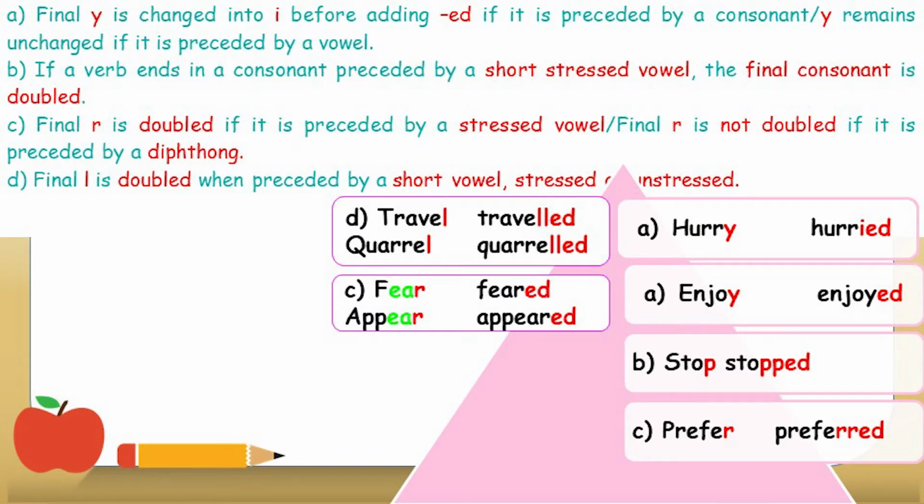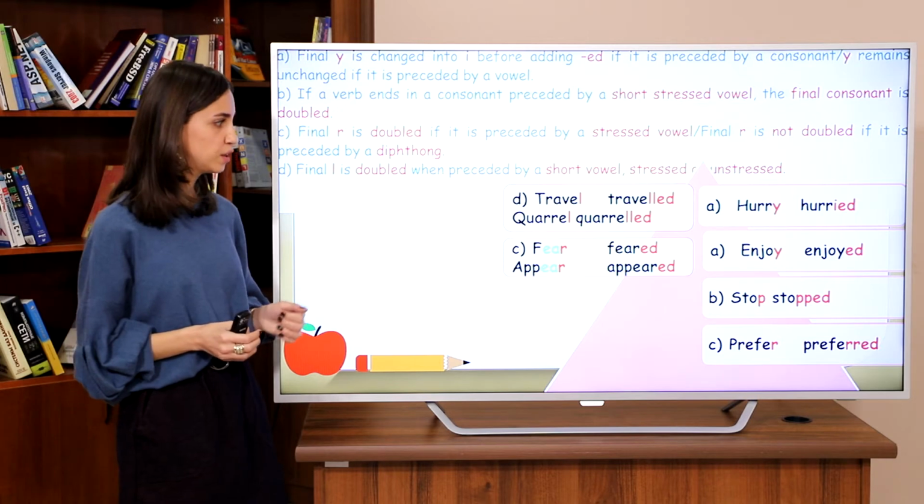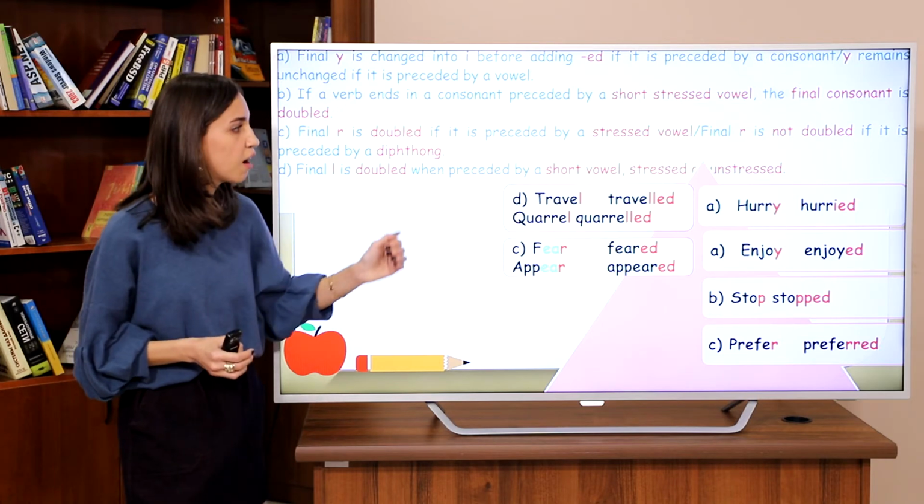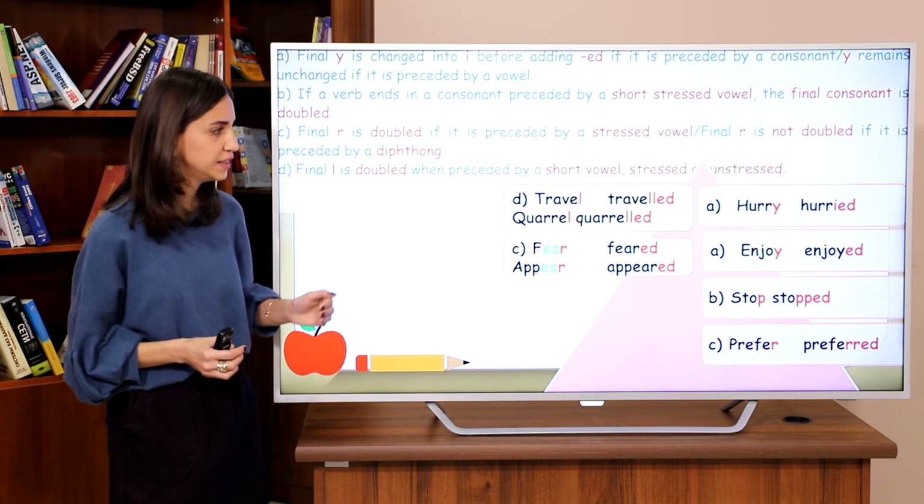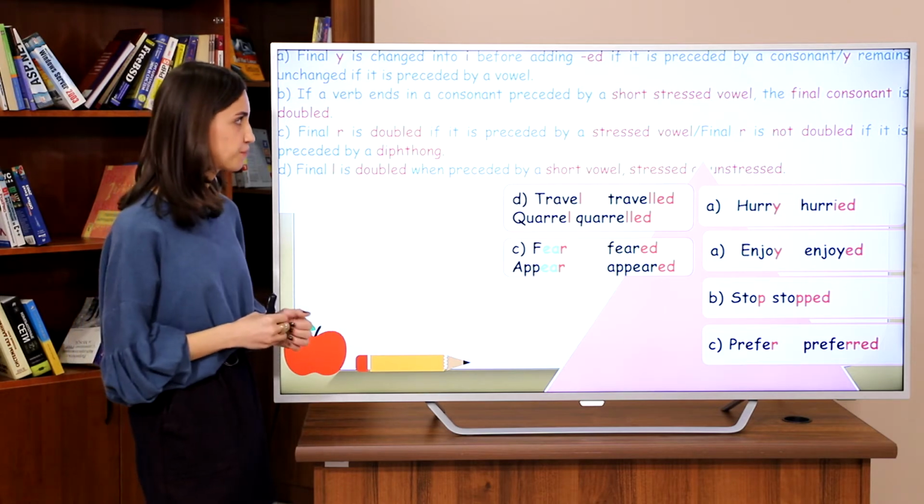So, final y is changed into i before adding ed, if it is preceded by a consonant. Y remains unchanged if it is preceded by a vowel. Look at the examples. Hurry, hurried. Enjoy, enjoyed. Just we add ed.